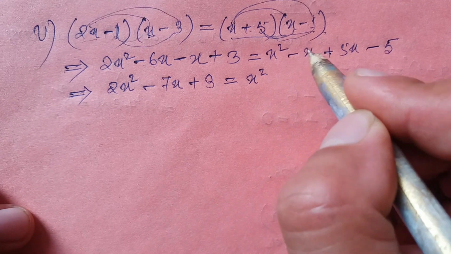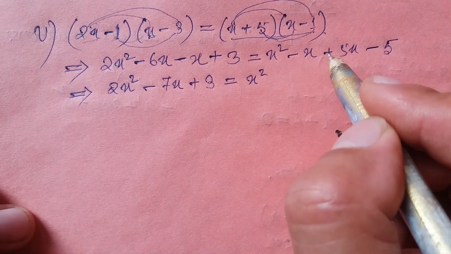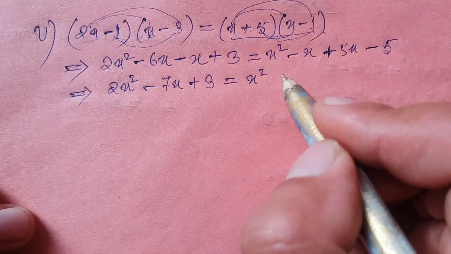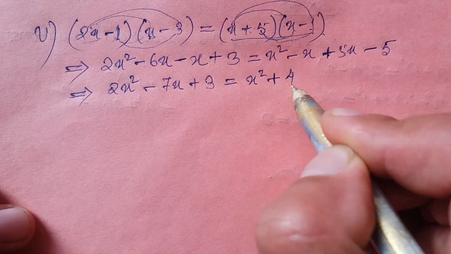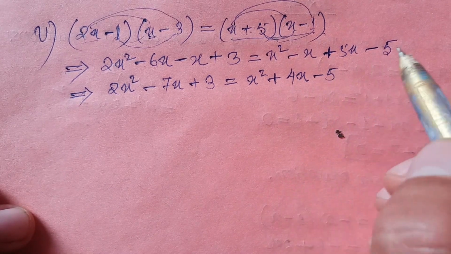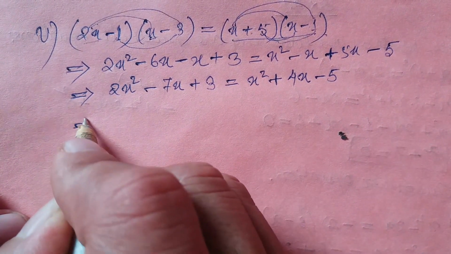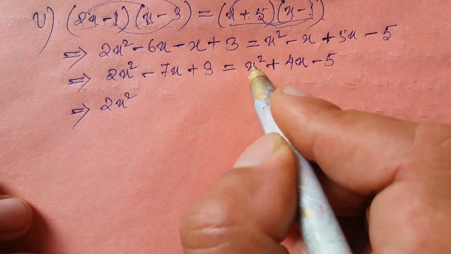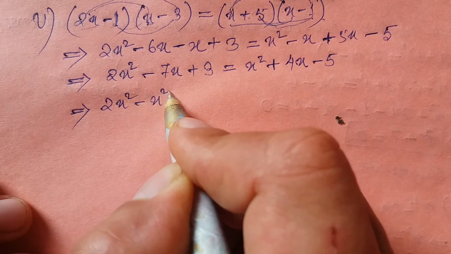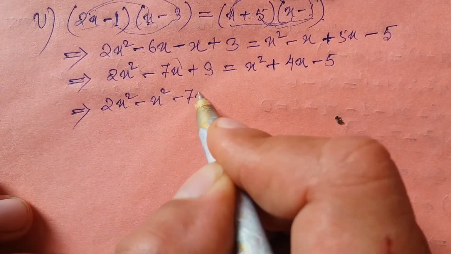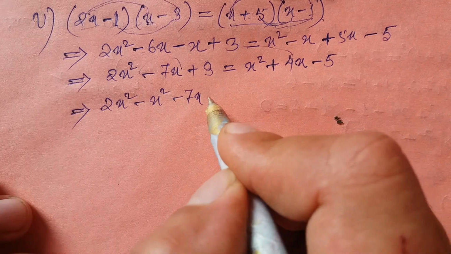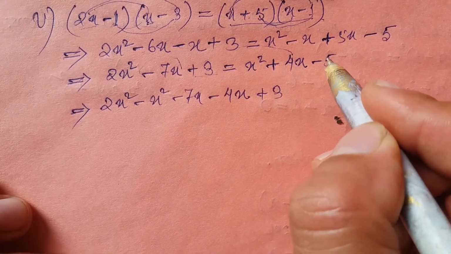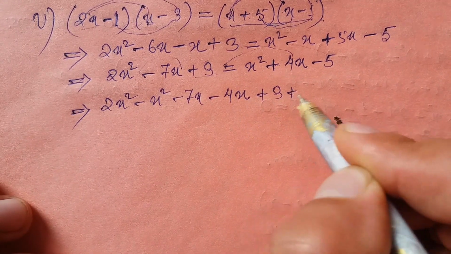x square. Now minus 1x plus 5x. Minus plus is minus, so 5 minus 1 is 4, and plus number being bigger, so we're going to write here plus 4x minus 5. Now we will again transpose everything to the left hand side. So 2x square. Now this is minus x square minus 7x. Again you take it to the left hand side here, plus becomes minus, and then we have here plus 3, and then this minus 5 is now plus 5.